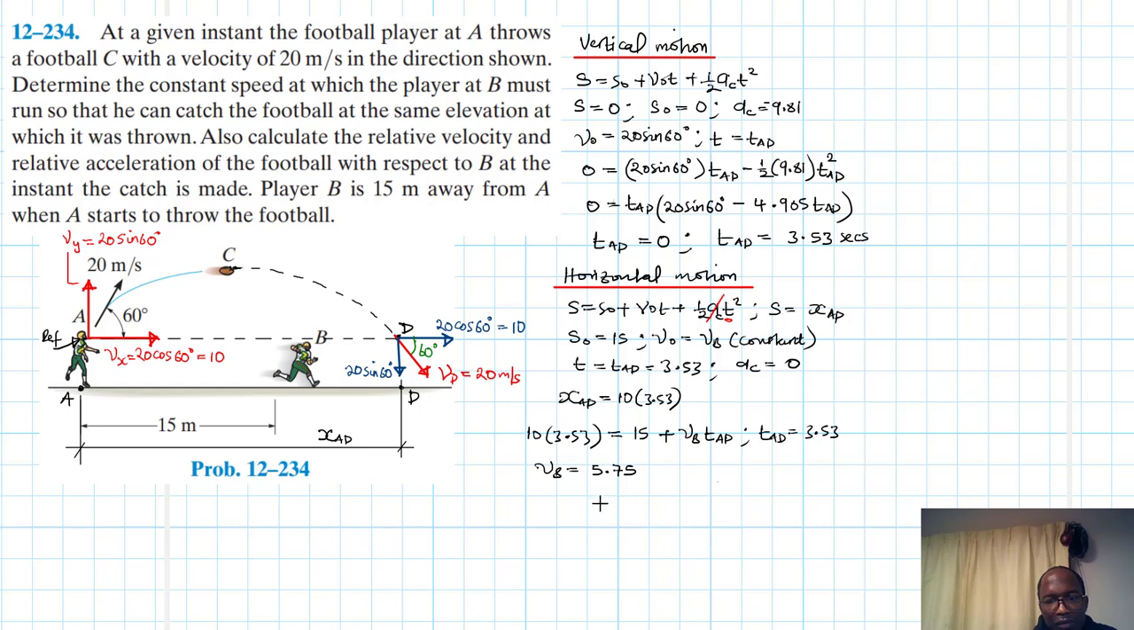So this gives us 5.75. In finding this, I just have to mention here that our v naught for this was equal to 10, our s naught was equal to 0, our t was equal to 3.53, and our a_C was equal to 0. Okay, for finding this. All right, so we have our v_B.